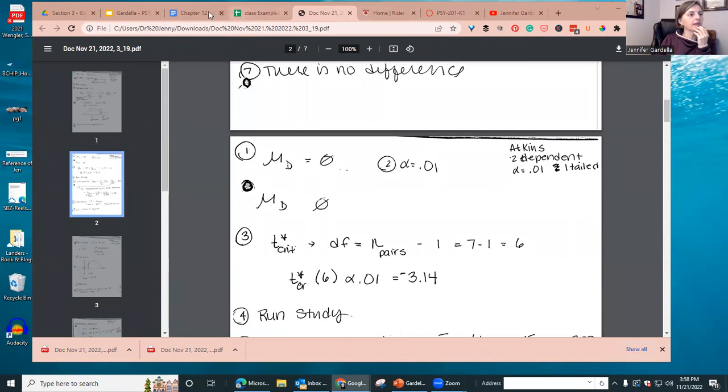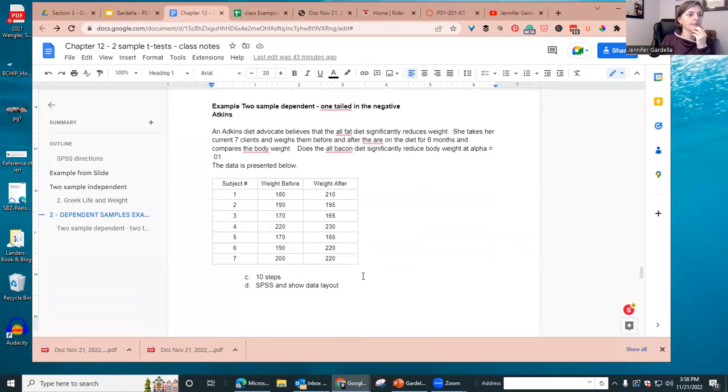Okay, so let's go on to the second example. This is an Atkins diet. So this is, again, a very typical example that we look at when we're teaching dependent means. It's easy to remember the before and after of it. An Atkins diet advocate believes that an all-fat diet significantly reduces weight. So this was a big thing back a few years ago. So this advocate takes her current 7 clients and weighs them before and after. They're on the diet for 6 months and she compares their body weight. And here's the data that we're presented with.